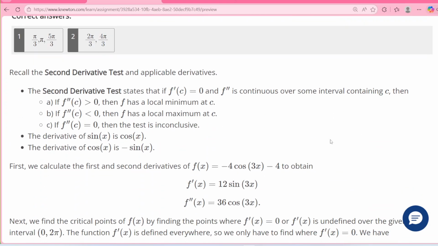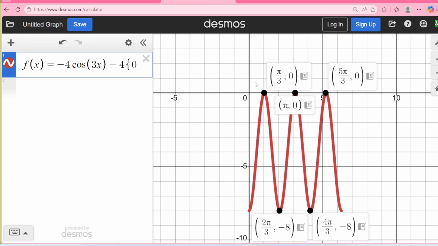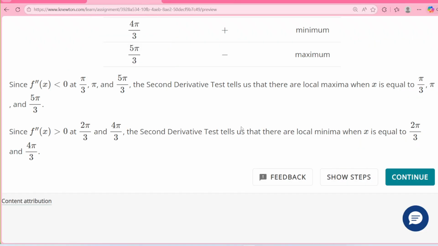Great. And they should have a picture. They don't have a picture of it. So this is what we're looking at: that function over the interval from 0 to 2 pi, where the hills and valleys are. All right.